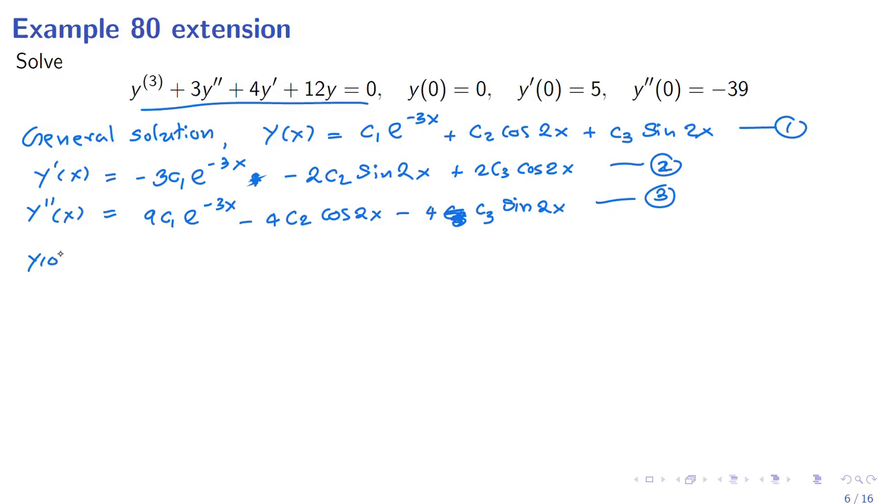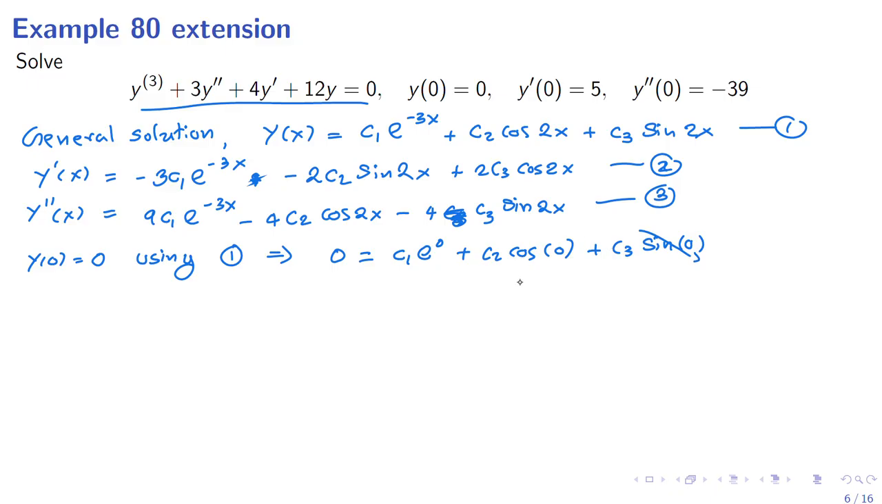So y of 0 equals 0. Using 1, we can say 0 equals, when x equals 0, c1 e to the 0 plus c2 cosine of 0 plus c3 sine of 0. Now sine of 0 is 0, cosine of 0 is 1. We get one equation as 0 equal c1 plus c2.